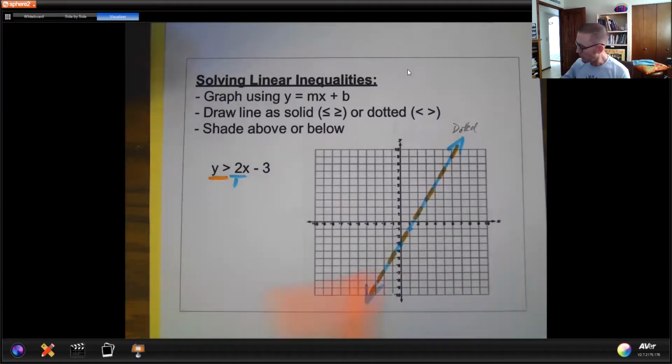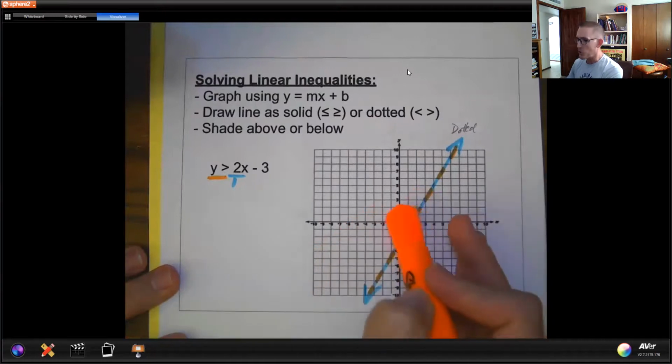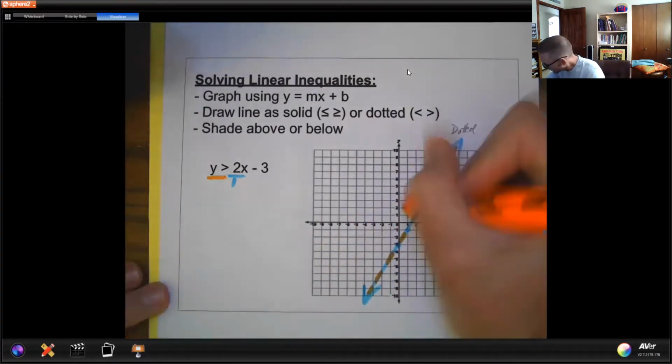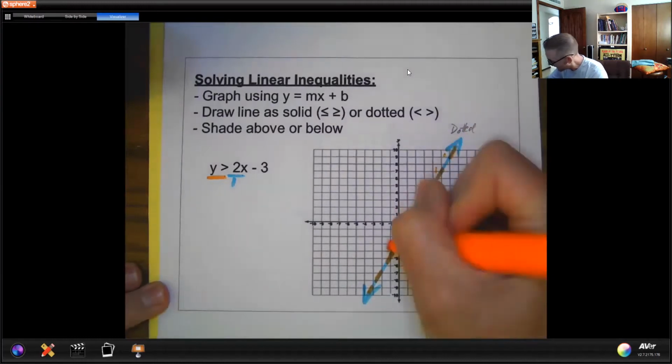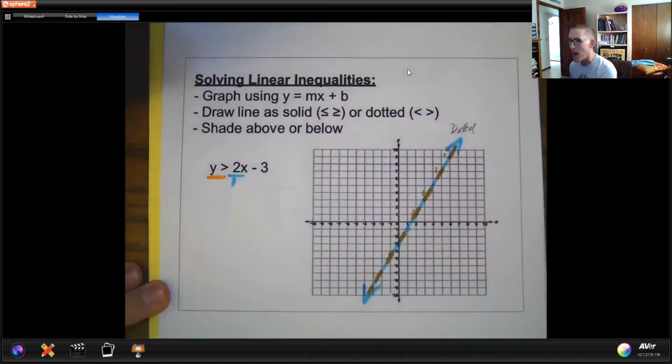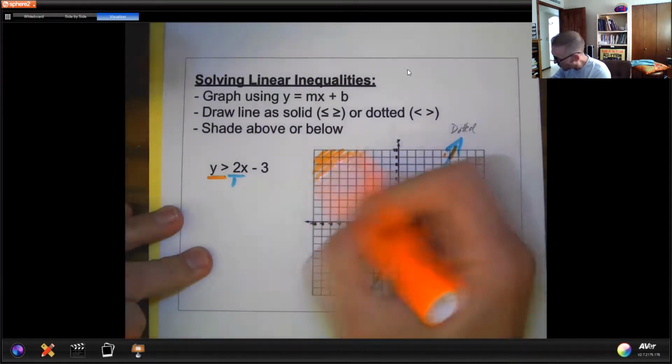Well, if I look at the grid, where are my y values getting larger? Are they getting larger as I go up, or are they getting larger as I go down? Well, on the y-axis, my values get larger when I go up. So I will shade above the line. So I like to sort of pull up here to remind me that that's the side I'm shading. So I'm going to shade in the whole entire region.